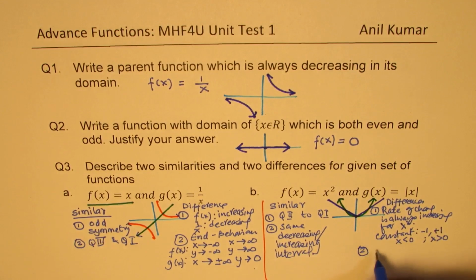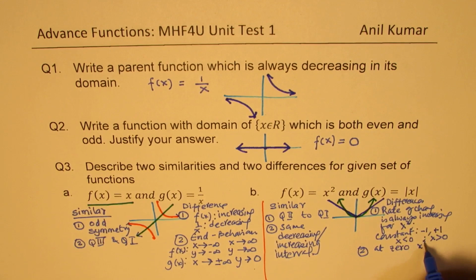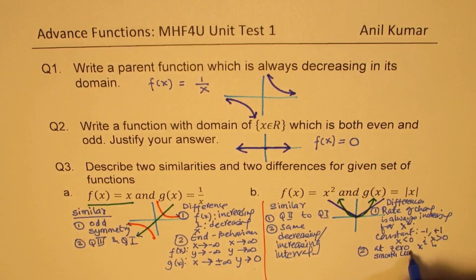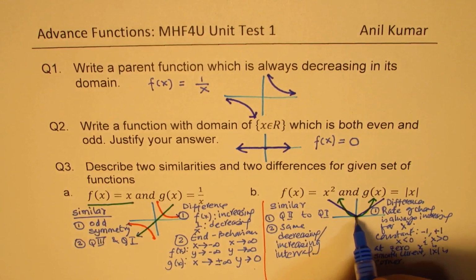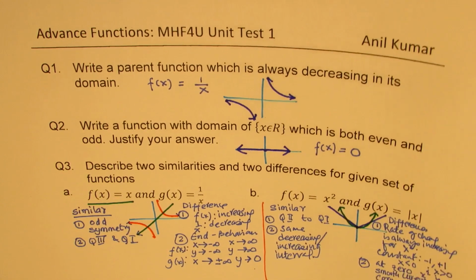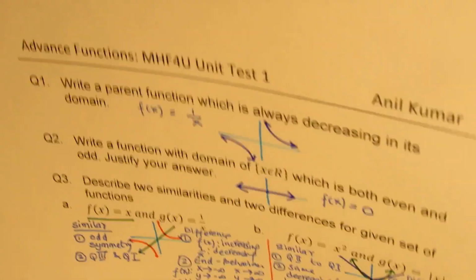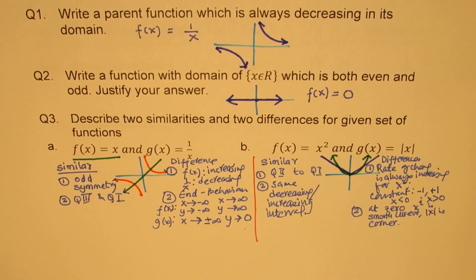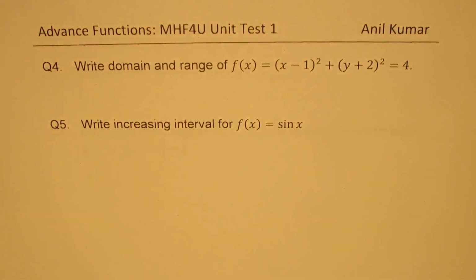So the second difference is that at 0, x square is a smooth curve, but absolute x is a corner, right? So here the slope is not defined, right? And absolute x is a corner at this point at 0, correct? So that could be the second difference between these two. So now I hope you can see it clearly. Let's move on and take question number 4.